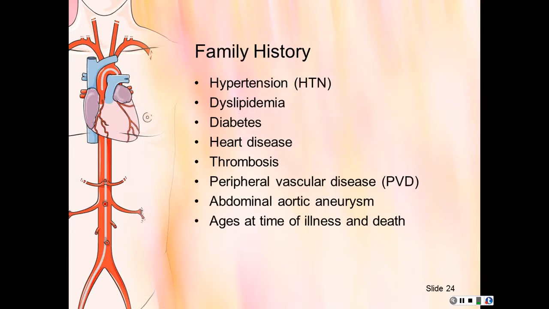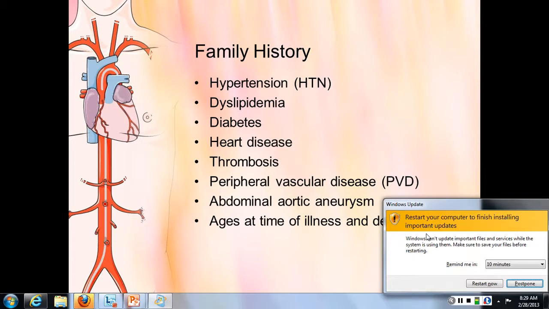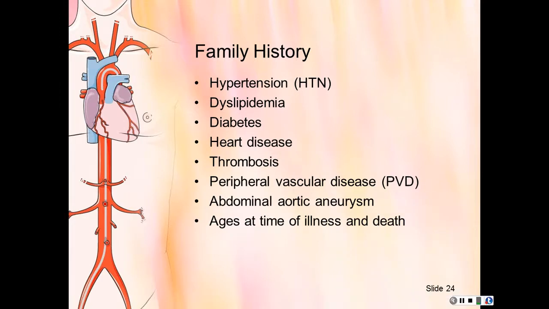Family history, look for hypertension, dyslipidemia, diabetes, heart trouble, any thrombus, peripheral arterial disease, and any peripheral vascular disease, any history of aortic aneurysm, and any ages at time of illness or death of the family.